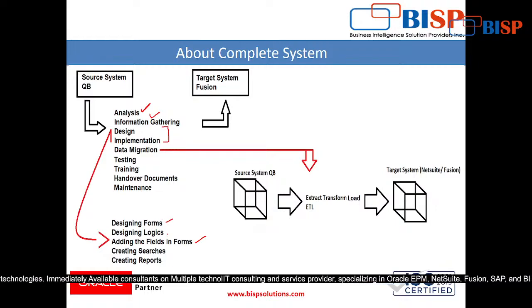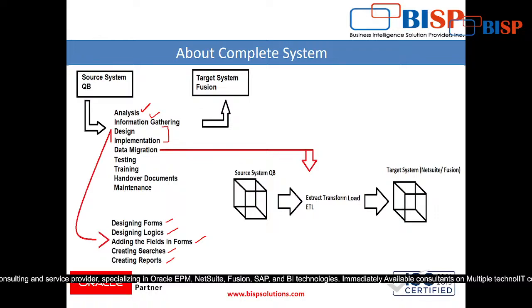Here is designing forms, designing logics, adding fields, creating searches, and then creating reports. Now what are these? Designing and implementation means, for example, in QuickBooks they are using the sales order form, right? But that sales order form has very little information.